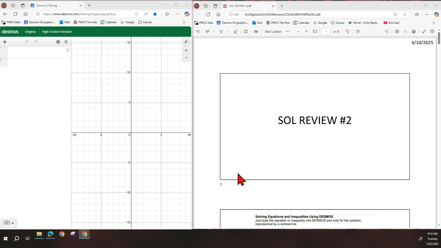Hey, here we're going to talk about solving equations and solving inequalities and how we can use Desmos as a tool to help us do that if for some reason we forget how to do those things on our own by hand.